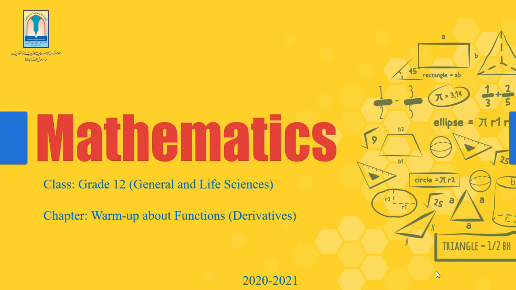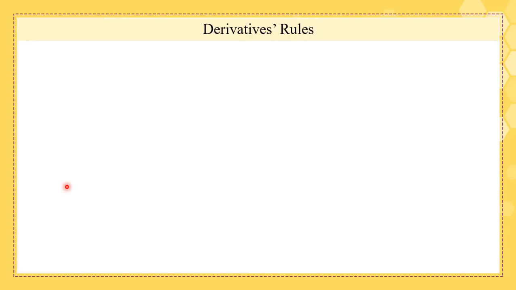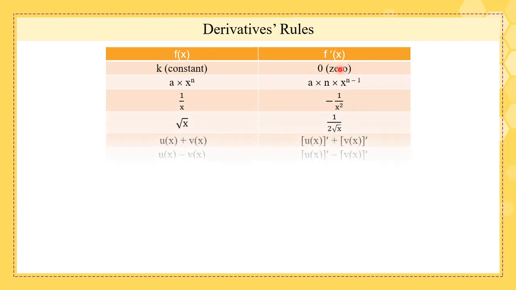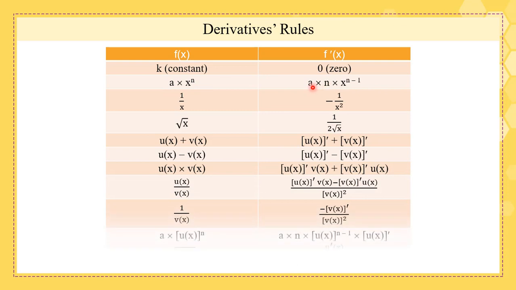Our chapter today is about derivatives. Let's begin with the derivatives rules. Remember, if a function is a constant, its derivative is 0. If the function is of the form ax^n, its derivative is anx^(n-1).